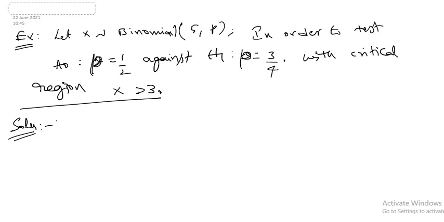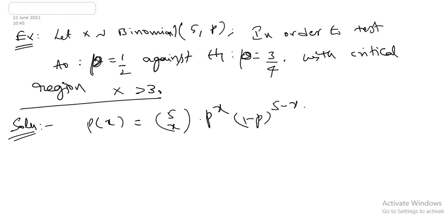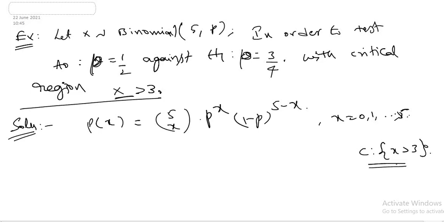First write the probability function. That means probability of X = x equals 5Cx p^x (1 minus p)^(5 minus x), for x = 0, 1, 2 and so on up to 5. Right. Here the critical region is what? X greater than 3.